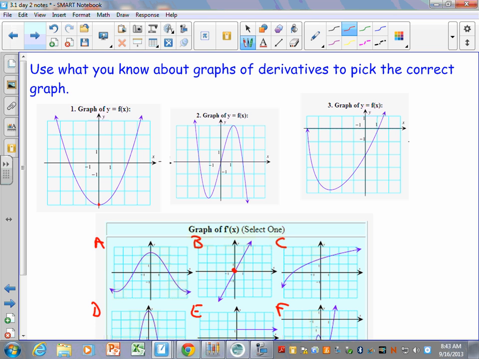So I've given 3 functions here, and then I've given 6 derivatives. So these are the derivatives, these are the original functions. We want to match them up. So I want to kind of show you the thought process that I have when I do this, and then I have 3 more that you're going to do on your own.